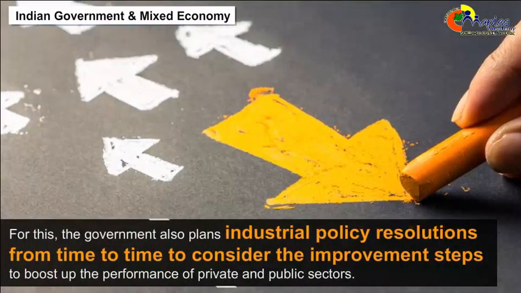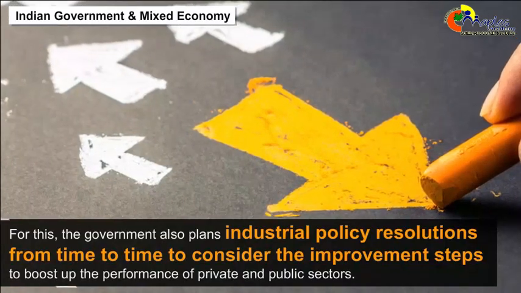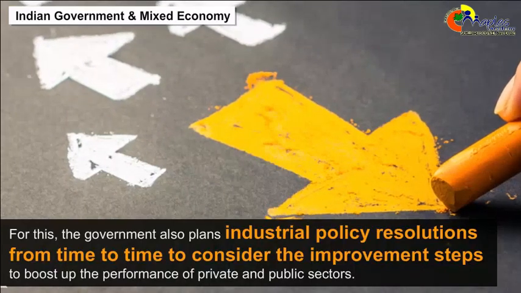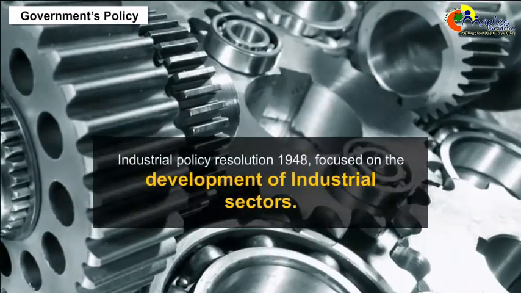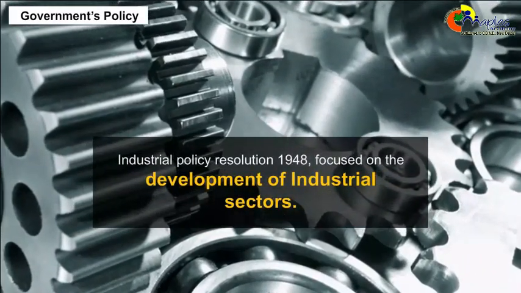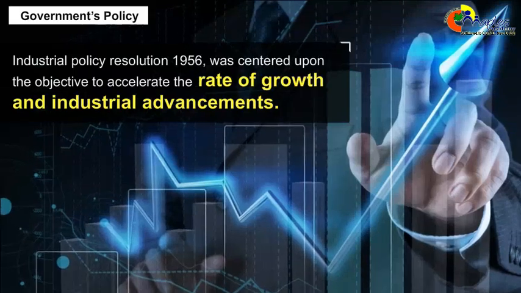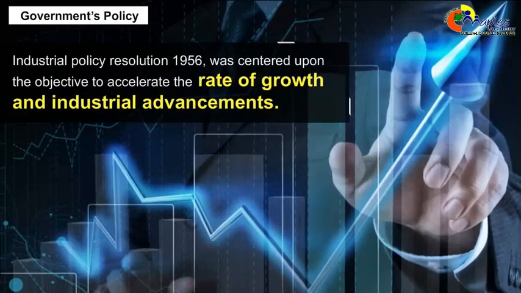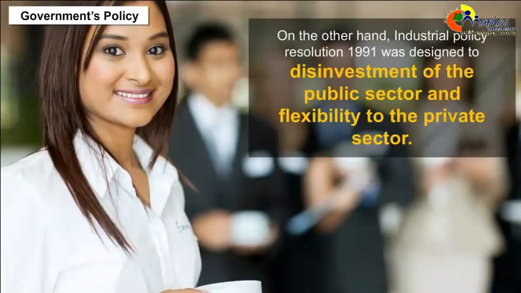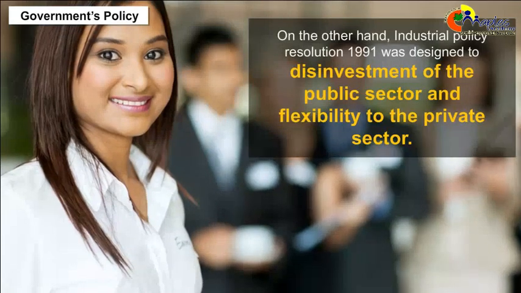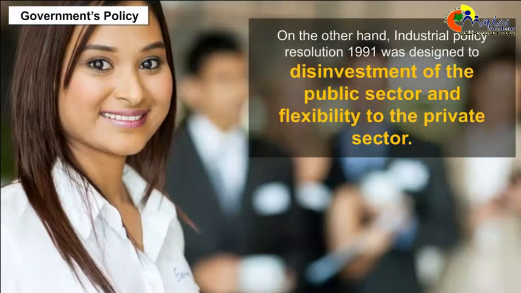For this, the government also plans industrial policy resolutions from time to time to consider the improvement steps to boost up the performance of private and public sectors. Government's policy. Industrial Policy Resolution 1948 focused on the development of industrial sectors. Industrial Policy Resolution 1956 was centered upon the objective to accelerate the rate of growth and industrial investments. On the other hand, Industrial Policy Resolution 1991 was designed to disinvestment of the public sector and flexibility to the private sector.